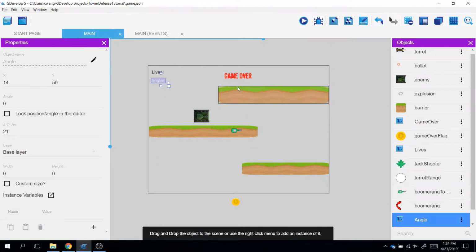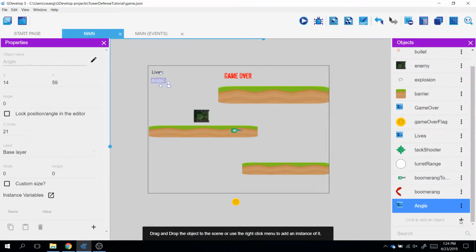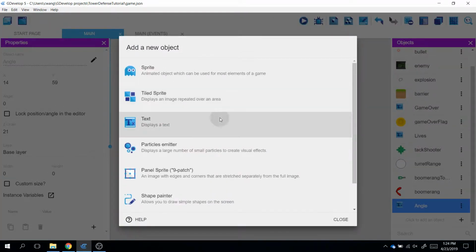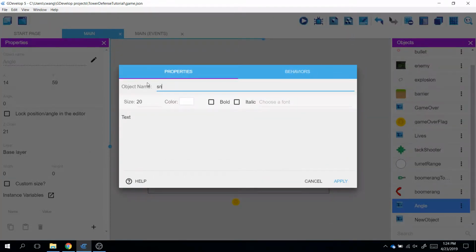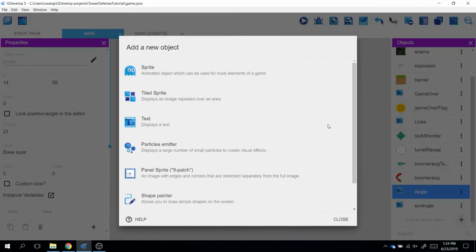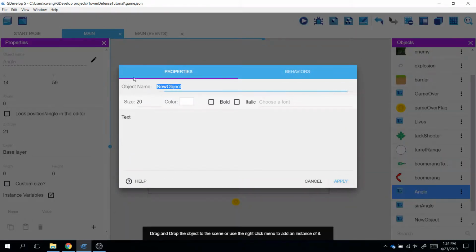But this diagram does kind of lie a little bit, I guess, to what results we're getting from our thing. Alright, now that we have the angle, let's go ahead and make text objects to have the sine of the angle. So, sine angle. Let's go ahead and make another one for the cosine of the angle.